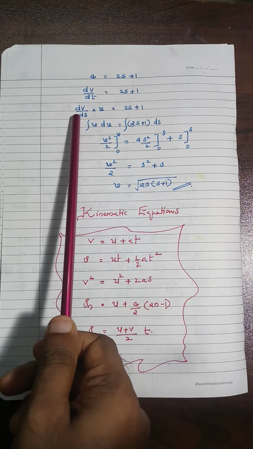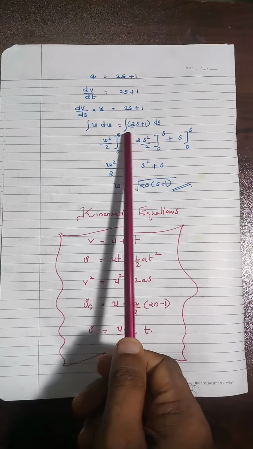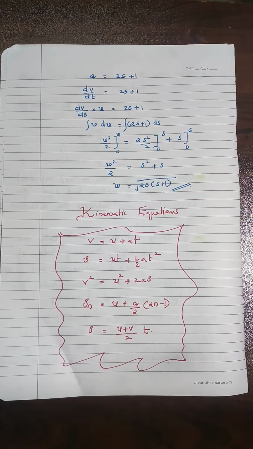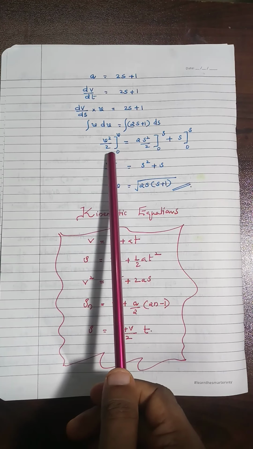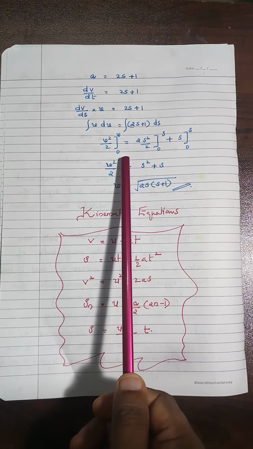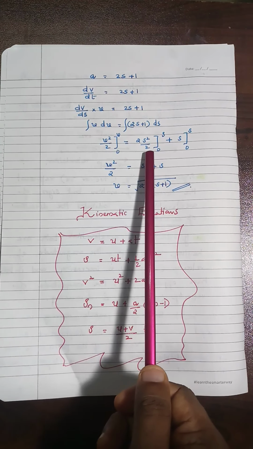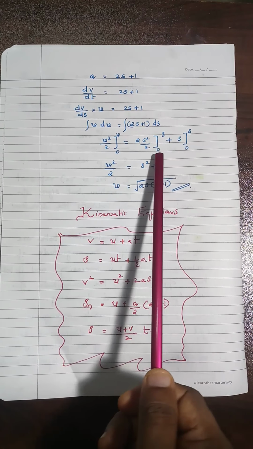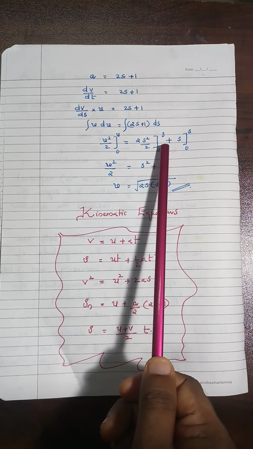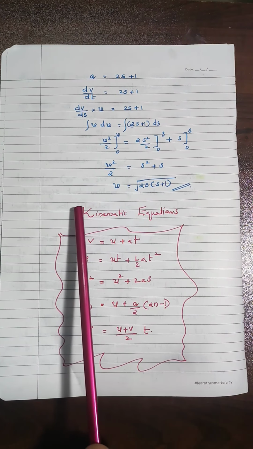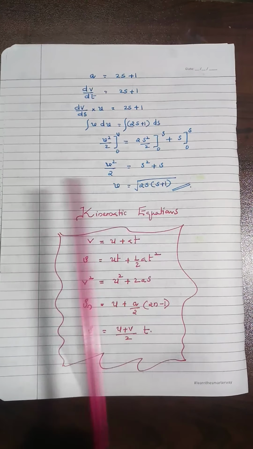We can rearrange it to become integral v dv equal to integral of (2s plus 1) ds. If you integrate, the left hand side is v square by 2, and the right hand side is 2 into s square by 2 plus s. We have to integrate between the limits 0 to s on the right hand side. Then you get v equal to root of 2s into (s plus 1).